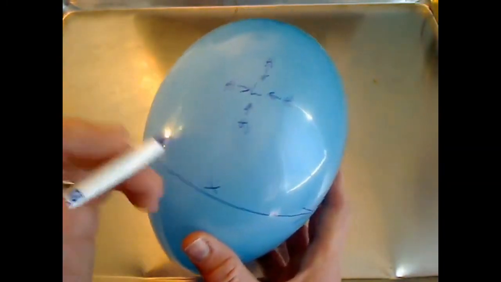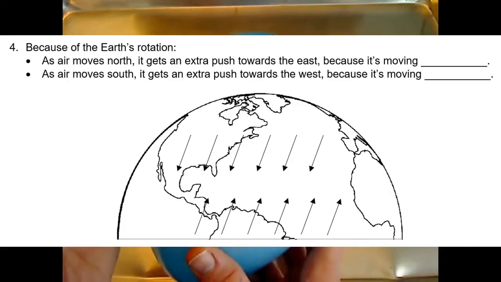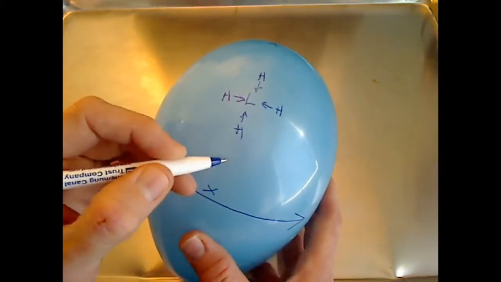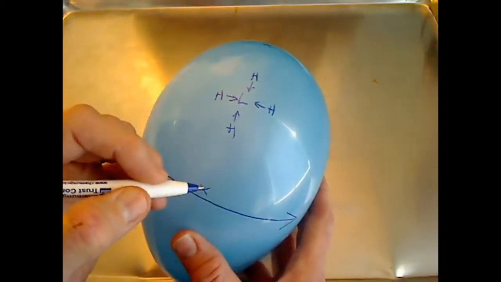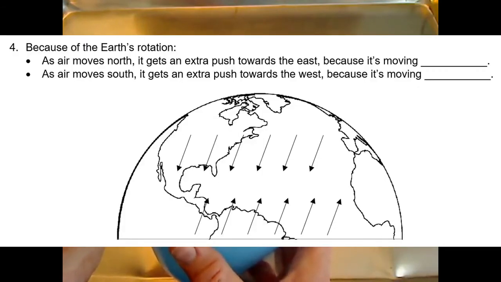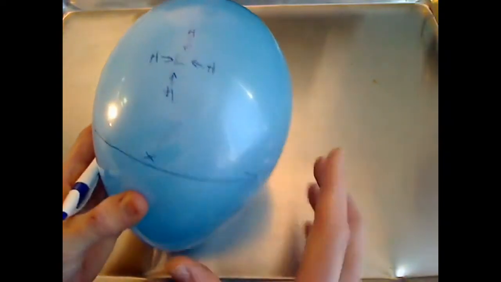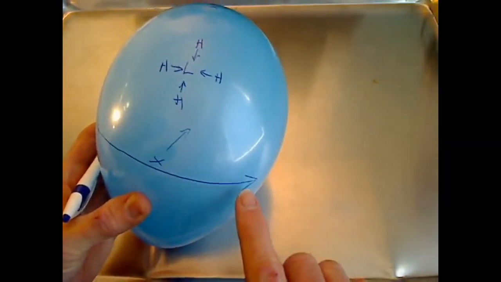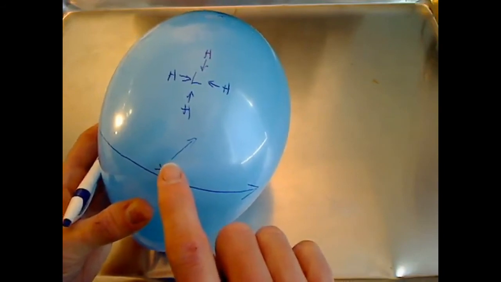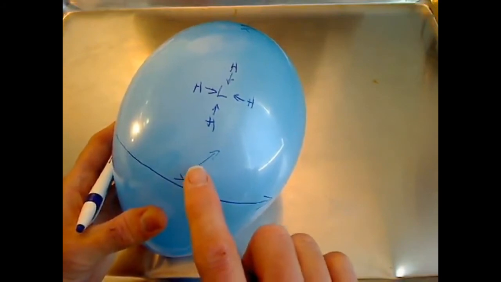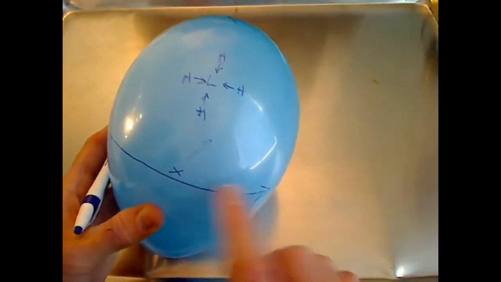Okay, now, the next question on the lab sheet is this. Because of the Earth's rotation, as air moves north, all this air is moving north because there's low pressure. Now as air moves north, it gets an extra push towards the east. Why? Because the Earth is rotating this way. And so this fast-moving air is moving faster than air up here, and it's getting a little bit of a kick to the east because of this rotation of the Earth.